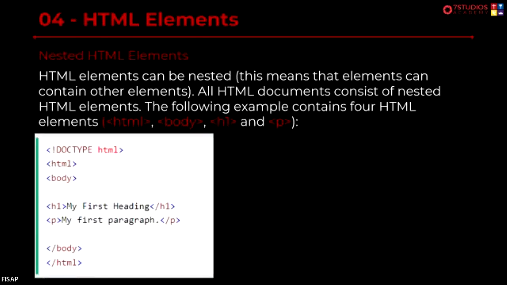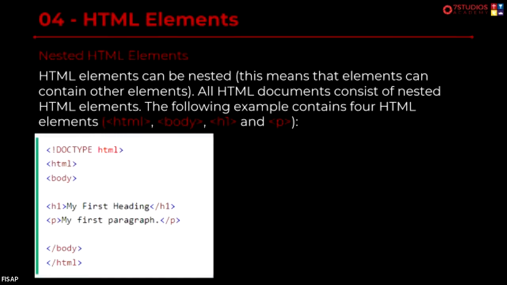So we are talking about nested elements now. HTML elements can be nested. This means that elements can contain other elements. When you talk about nesting, it means a particular element can also contain another element. Okay, all HTML documents consist of nested elements.